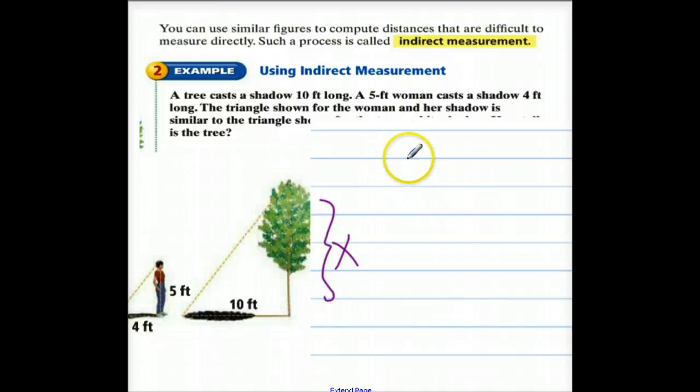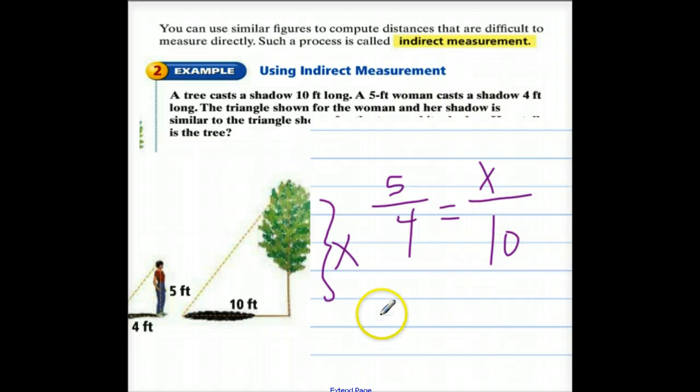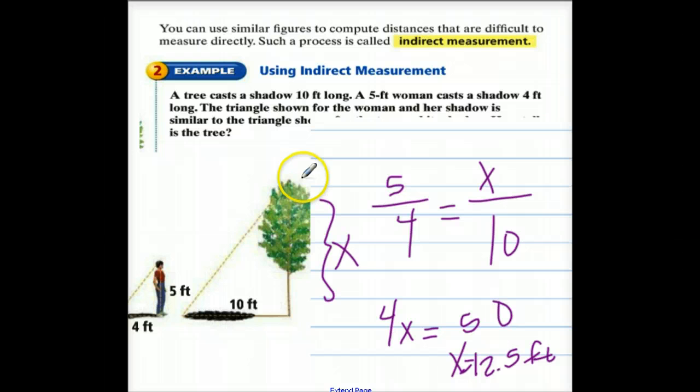So I'm going to set up a proportion. I'm going to go height to shadow, height to shadow. So the woman's height is 5 and her shadow is 4. The tree's height we don't know, but its shadow is 10. Cross multiply, 4x equals 5 times 10, which is 50. If I do 50 divided by 4, I get x equals 12.5 feet. So the tree's height is 12.5. All right.